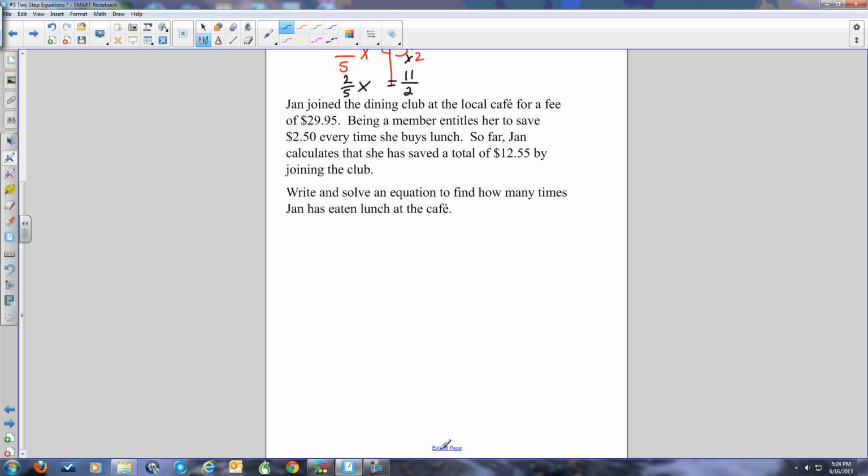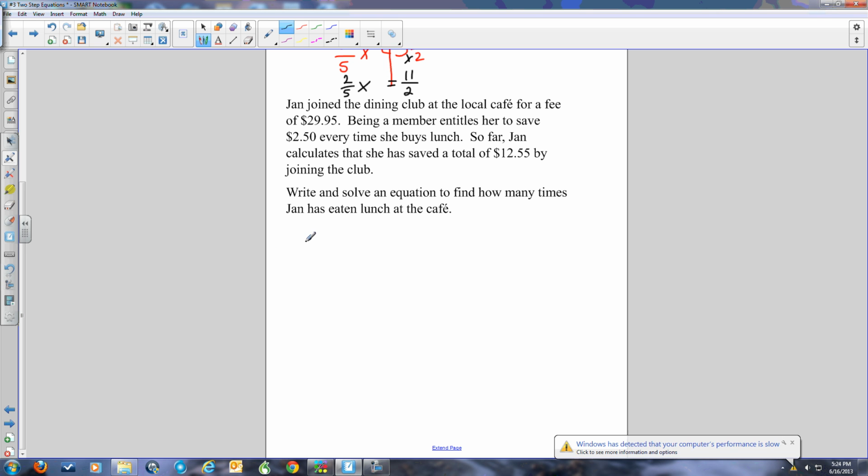Let's move on to the next problem. Jan joined the dining club at the local cafe for a fee of $29.95. Being a member entitles her to save $2.50 every time she buys lunch. So far, Jan calculates that she has saved a total of $12.55 by joining the club. Write and solve an equation to find how many times Jan has eaten lunch at the cafe.